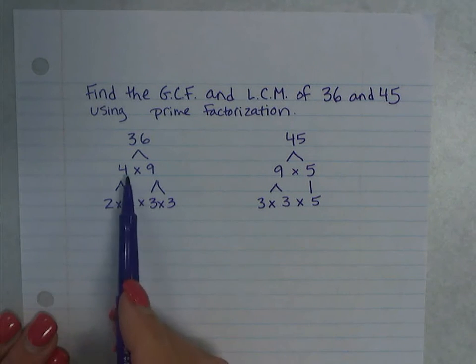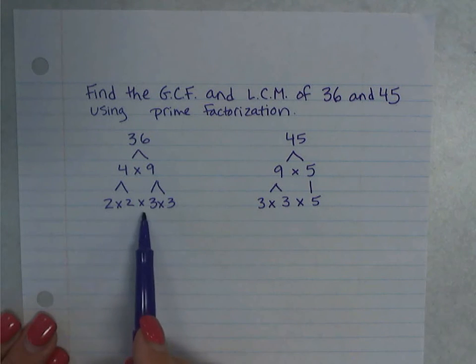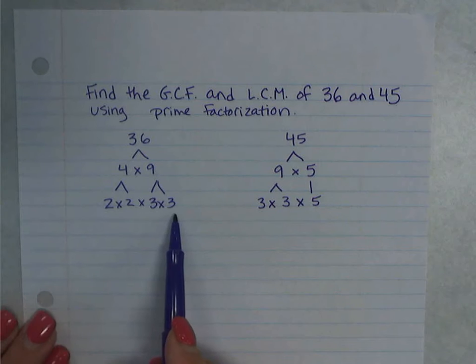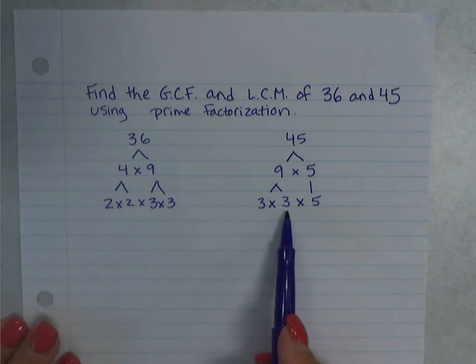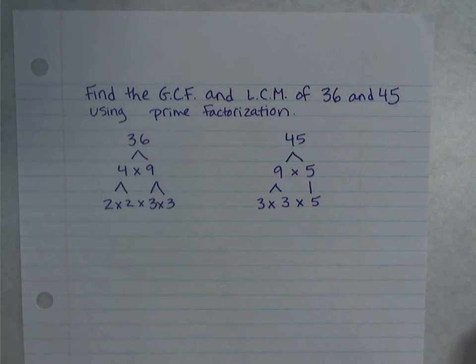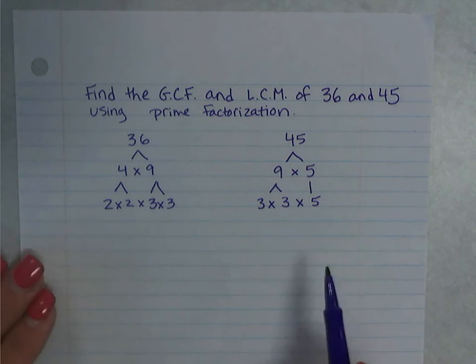So our factor string here is 2 times 2 times 3 times 3 for 36. And over here for 45, I get 3 times 3 times 5. And I know I can't make that factor string any longer because these are all prime numbers.